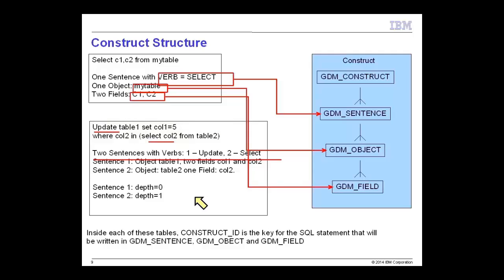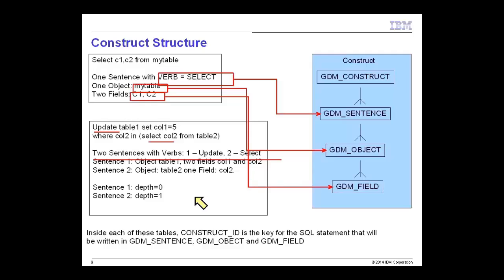that is used as a condition on column 2 on the first table. So the select inside is the second sentence, while the update is the first sentence. So we have two sentences under the same construct. The first one has a verb or command, update. The second one's command is select.